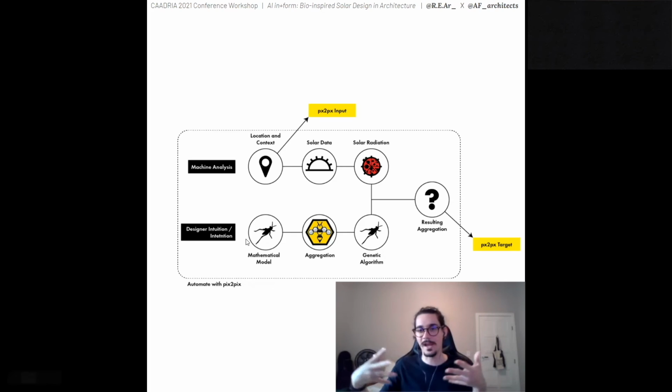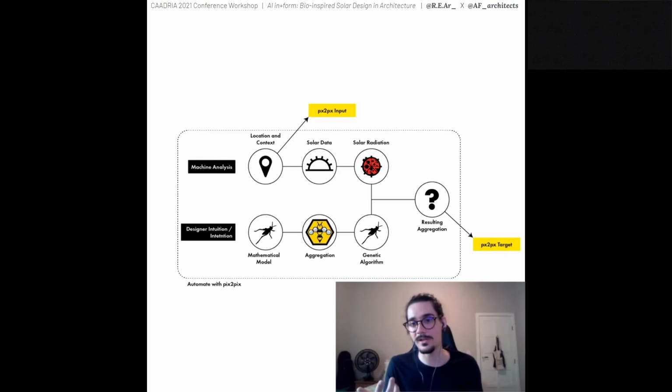In other words, we are trying to blend in the designer intuition and intention that will go into the definition of your mathematical model and the aggregation. Remember, we're using biases to our advantage, and we would use the machine analysis through Ladybug and solar radiation analysis to feed into a genetic algorithm to find a best solution for that problem in particular. This is a process that you will see is super intensive computationally. It's super expensive computationally, and it would take hours and hours and hours to find a solution.